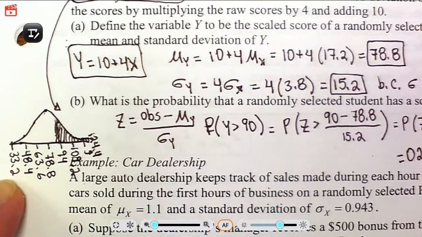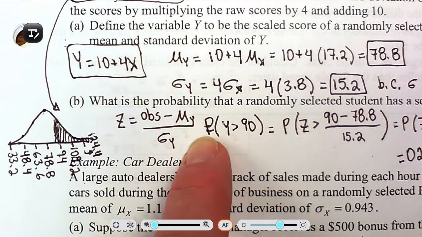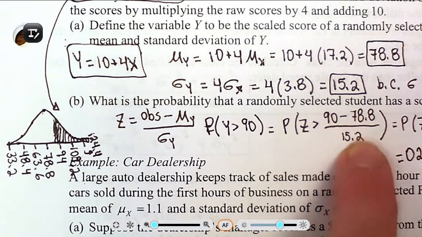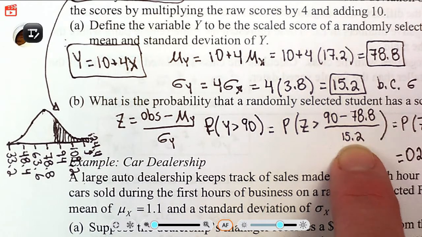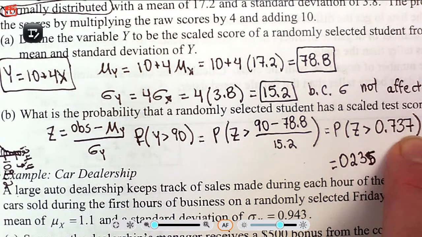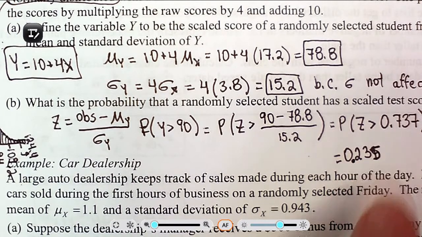Okay, so what I'm going to do then is take each observation minus the mean over the standard deviation. So the probability that y is greater than 90 is the probability that z is greater than the z-score for 90. So 90 minus 78.8 divided by 15.2. So that's a probability that z is greater than 0.737. So that is equal to 0.235.